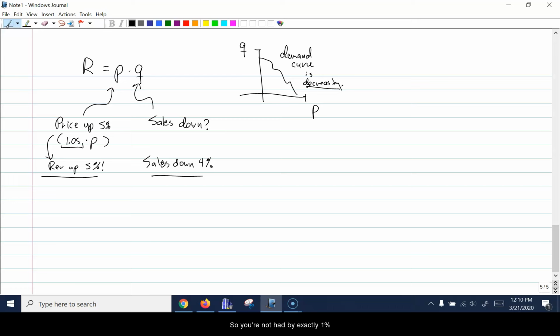So, you're not ahead by exactly 1%. It's a little gross. You've got to multiply 1.05 and divide by 1.04, and finding the real percent is gross, and that's not the point of this. The point is, comparing these percent changes is useful.